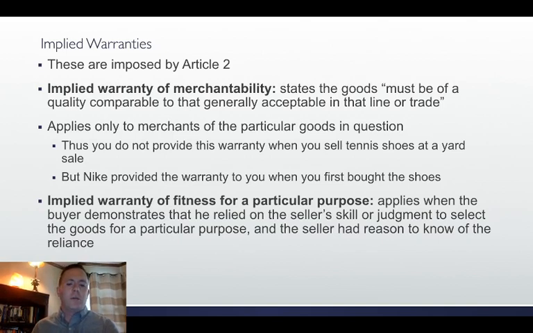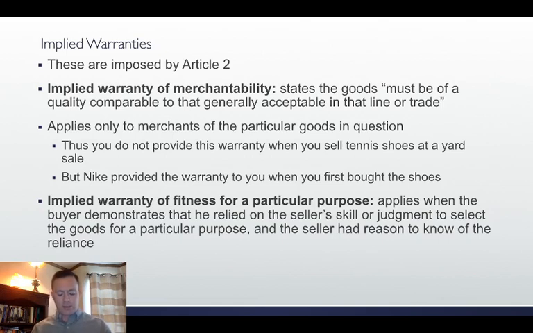Now, there's also the implied warranty of fitness for a particular purpose. This arises when the seller has reason to know that you're expecting to use the product for a certain purpose, and they know that you're relying on their judgment, and they sell you a product, even though they don't say specifically, this is the one that will do that thing that you want it to do. The law still implies that warranty on them.